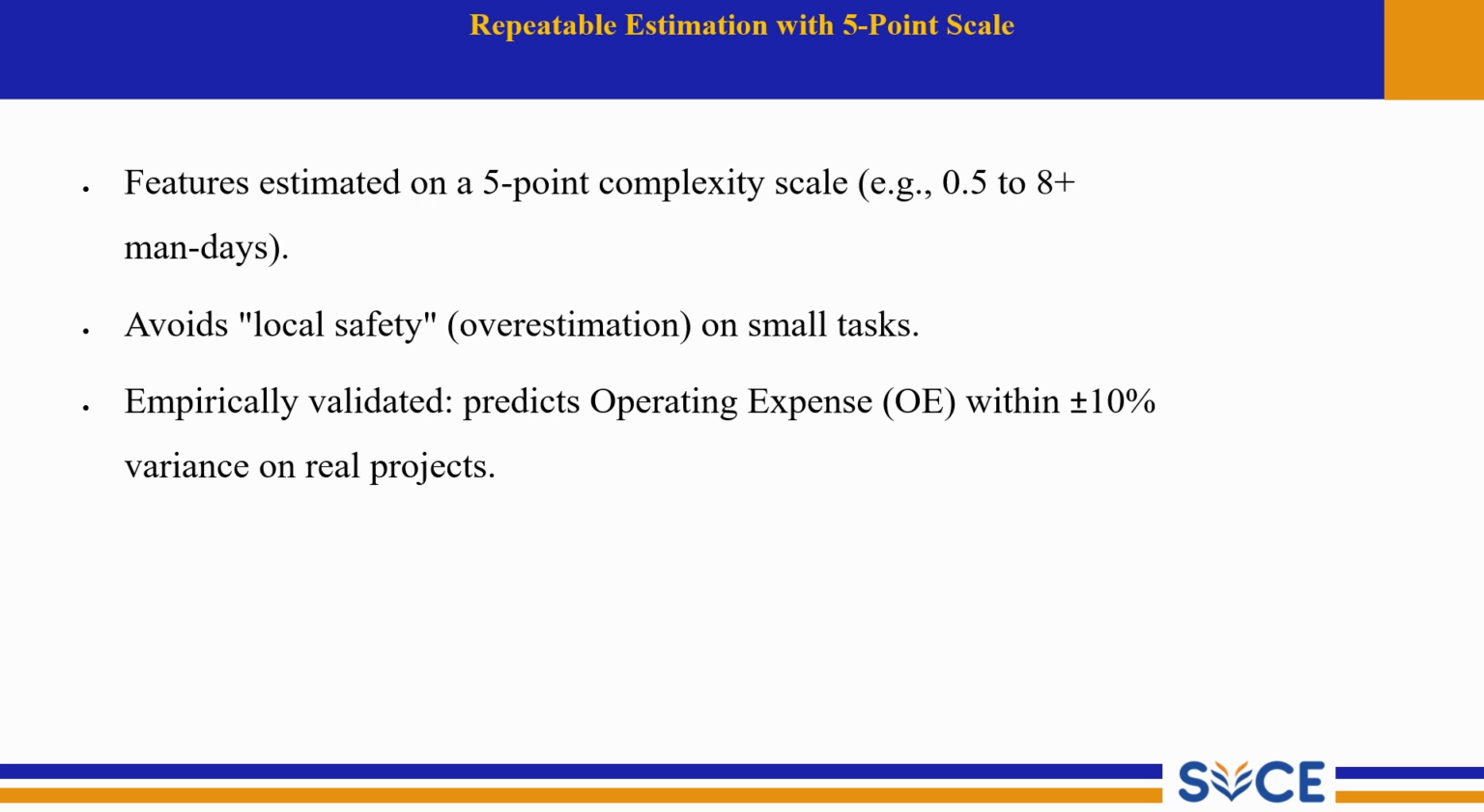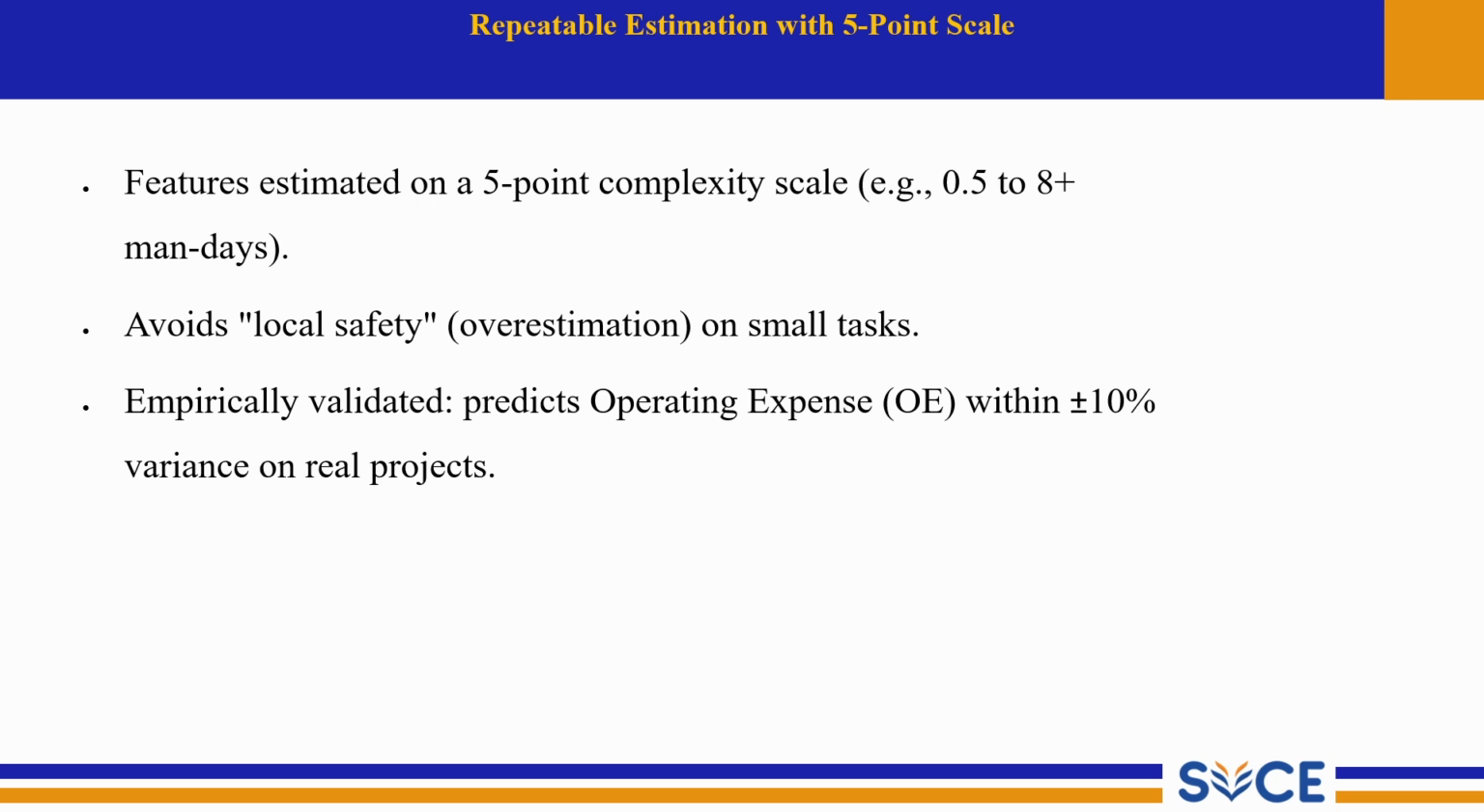And last one is empirically validated, predicts the operating expense within plus or minus 10% variance on real projects. That is, this estimation model has been tested in practice, shown to be accurate, making cost predictions more reliable. So the 5-point estimation scale keeps planning realistic and accurate.